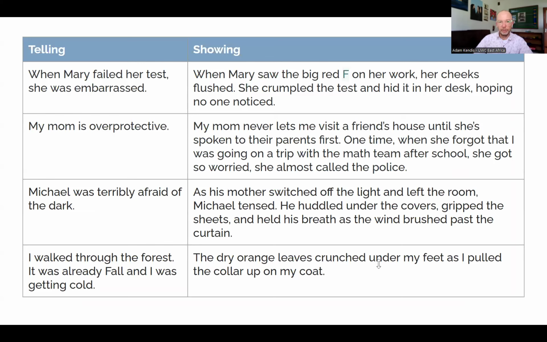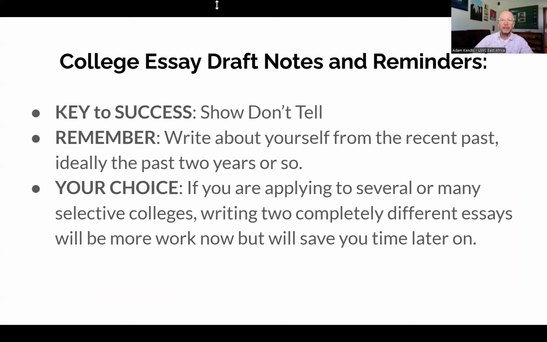I've got some more examples here. You can pause these and take a look at these, and I think this is fairly clear about showing versus telling. And then, show, don't tell, write about yourself from the recent past, ideally the past 2 years or so. Oh, and I haven't talked about this yet. If you're applying to selective colleges, highly selective colleges, you're probably going to have to write multiple essays. And typically, I recommend students early on in the process write two completely different essays that share different parts about yourself. And then a lot of times you can adapt these for many of the essays that you need to write. So hopefully that gets you started.